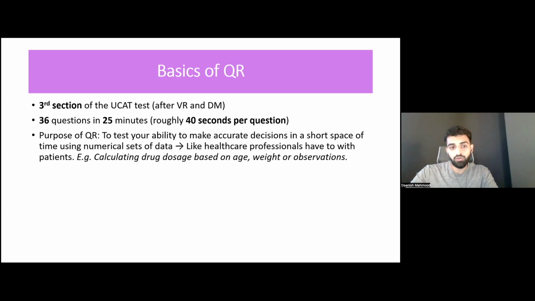And on the purpose of the QR, I honestly found that when I was doing the UCAT test, I continuously asked myself, why do I need to do this? Why is this relevant to medicine or dentistry?